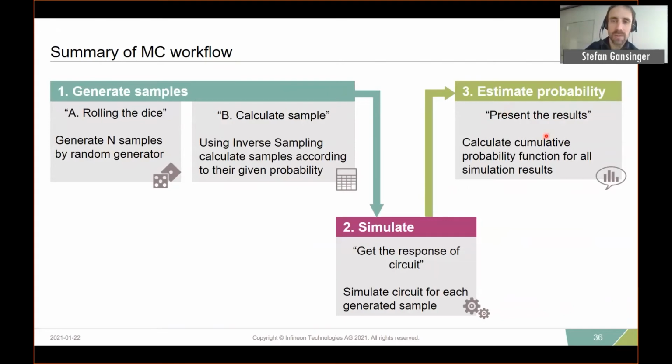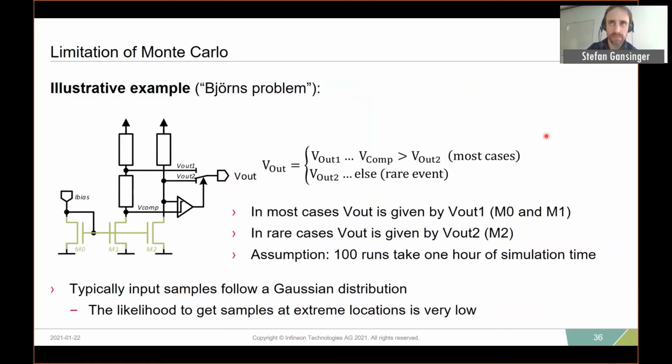Also on the Monte Carlo simulation, I prepared a small example. I invented or designed a circuit. This circuit has no practical use. It's just to be an illustrative example, also for the limitations of Monte Carlo. I gave the circuit a name. It's called Björn's problem. This is just so that it's easier to refer. So every time when I say Björn, I mean this circuit.